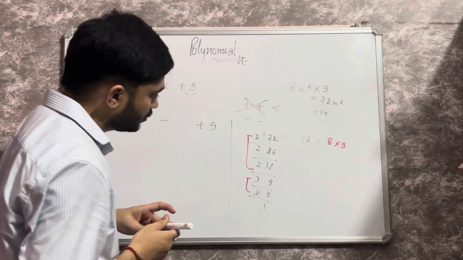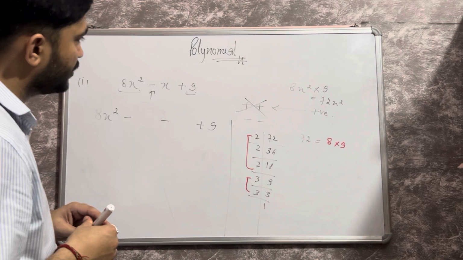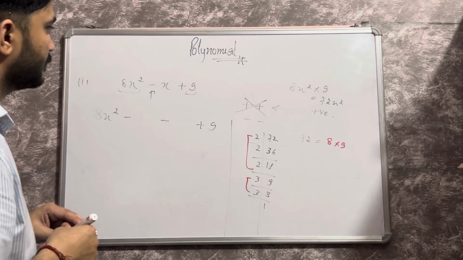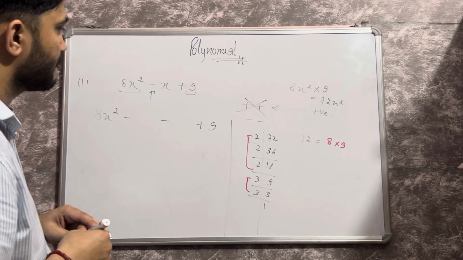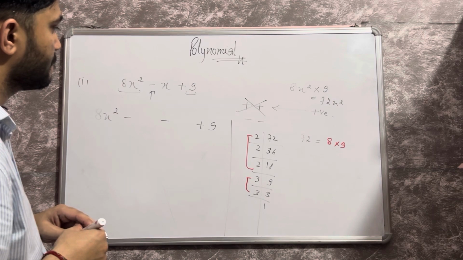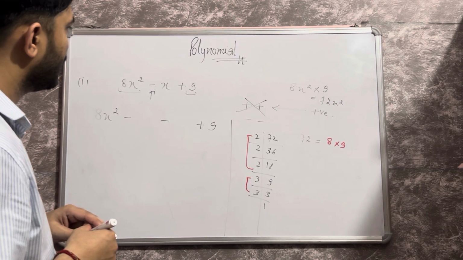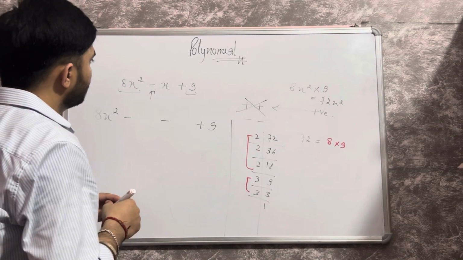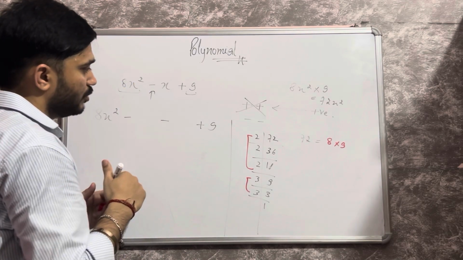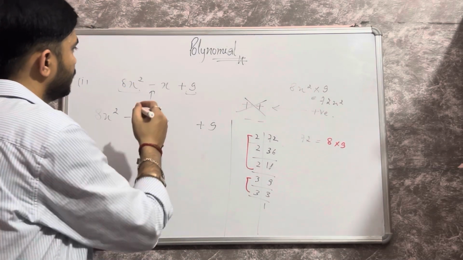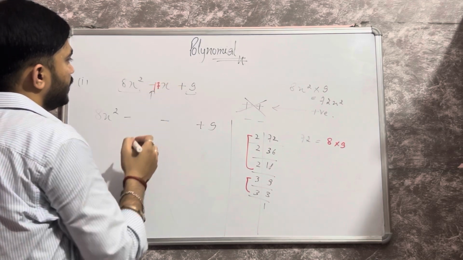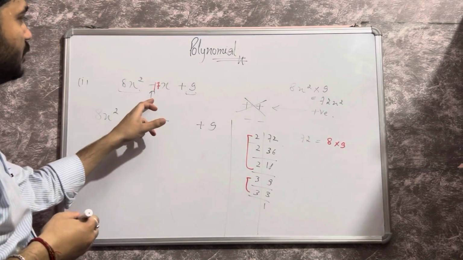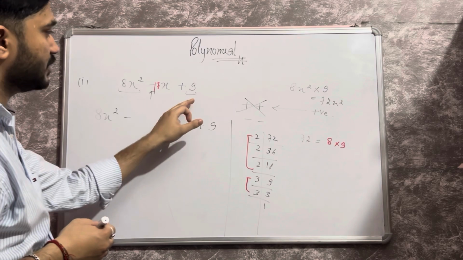I think there is a mistake in the question. Yes, there is a mistake in the question. Sorry for that. That is 8x square. You have to write here, let us take 17x: 8x square minus 17x plus 9.